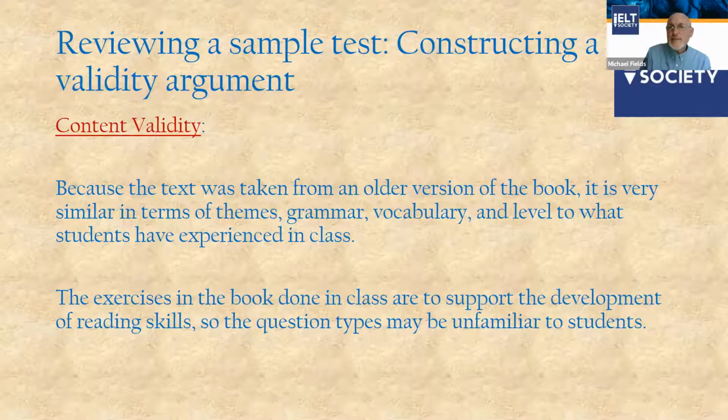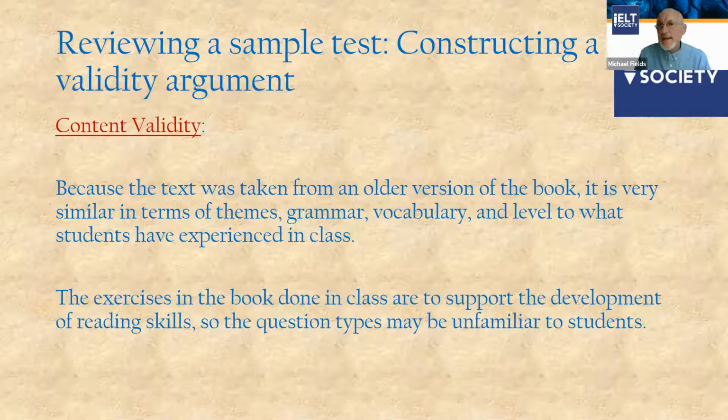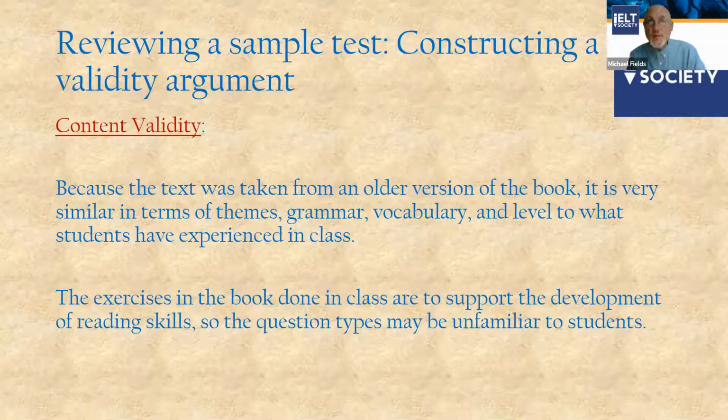The exercises in the book in no way look like this test. The exercises in the book were meant to aid in their development of reading skills. They weren't meant to test reading. So in that way, the test format looks very different. But then the objective is also different, right? One is meant to support and develop reading skills. The other is meant to test.